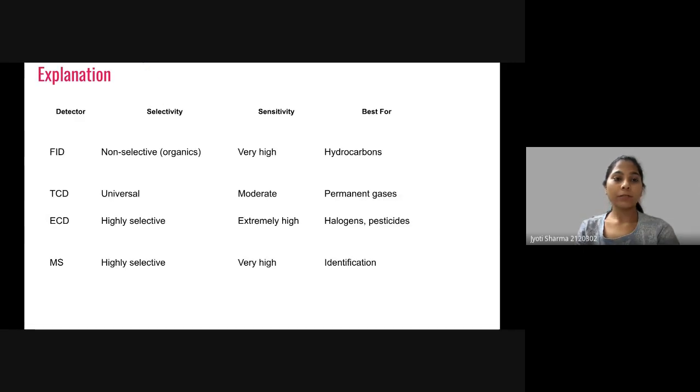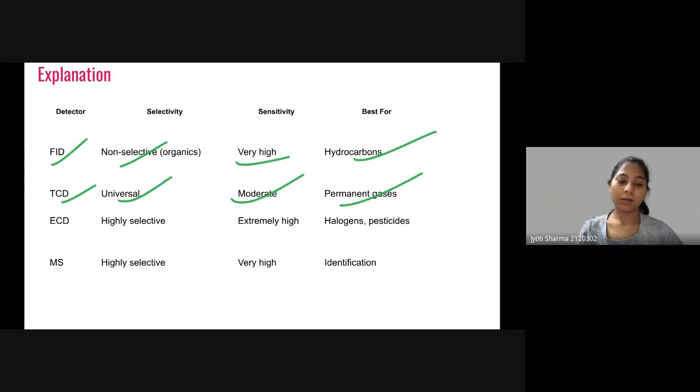Okay, so we talked about FID. This is non-selective for the organic. Sensitivity is very high, and this is best for hydrocarbon. We talked about the thermal conductivity detector, that is universal. Sensitivity is moderate, and this is best for most of all compounds. ECD, that is the electron capture detector, this is again highly selective. Sensitivity is extremely high, and this is best for halogen and pesticide.